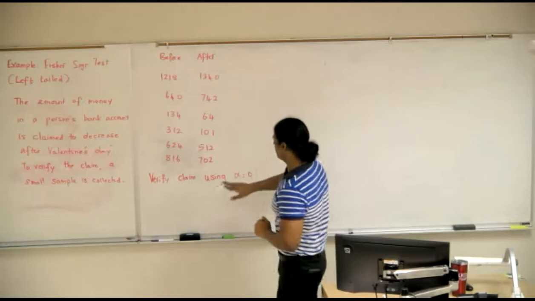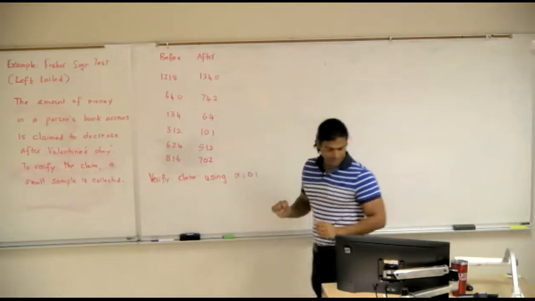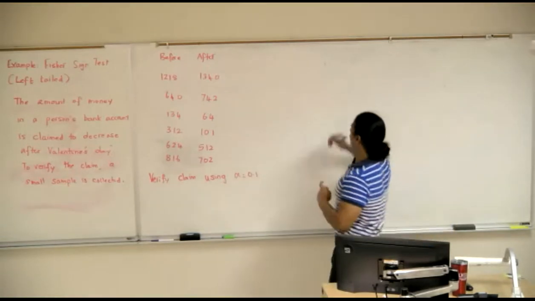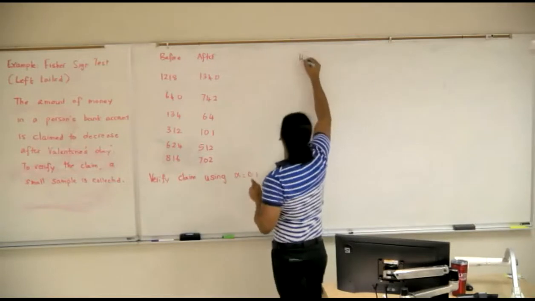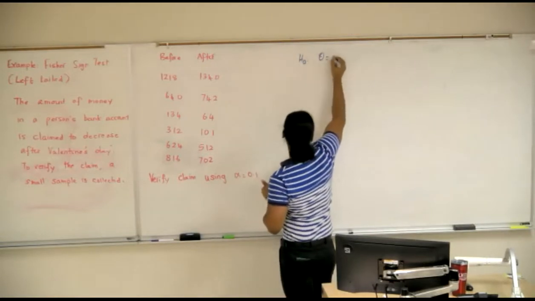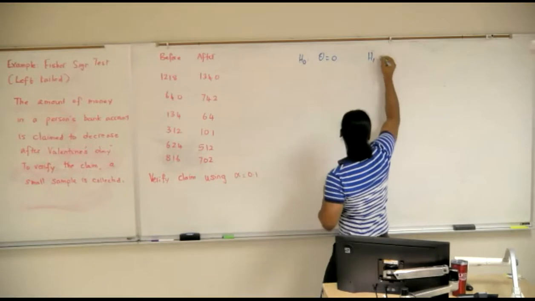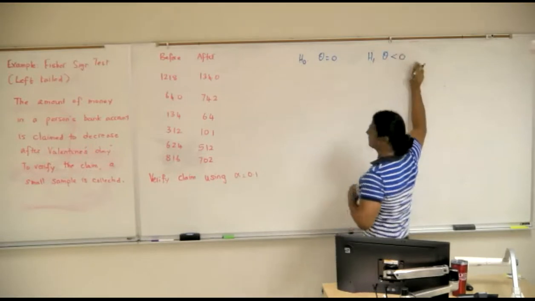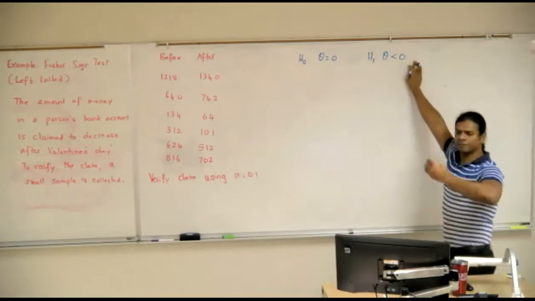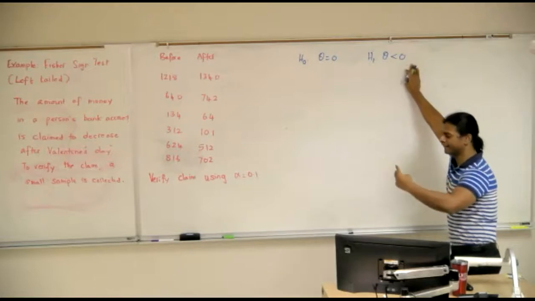So we want to verify the claim using alpha 0.1. So the null is theta equals 0, and the alternative is theta less than 0. I want to perform a left tail test.